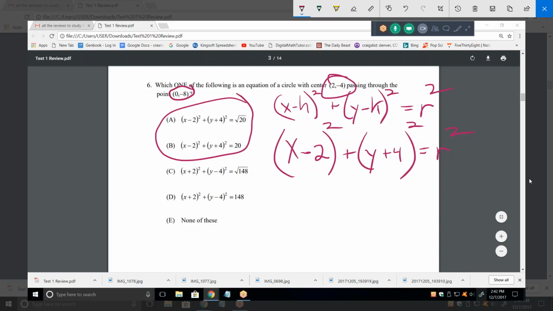How? I have this equation with 3 variables. I know what 2 of them have to be, 0 and minus 8. That will allow me to solve for the third one that I'm trying to figure out, which is r. So plug in the point that we know the circle goes through. And when I say that, I mean the circumference, not the center. We're not inside the circle. But when it says passes through the point, that means the circumference of the circle goes through this point. That means that the x and y coordinates of this point have to satisfy the equation. So plug in 0 for x and minus 8 for y.